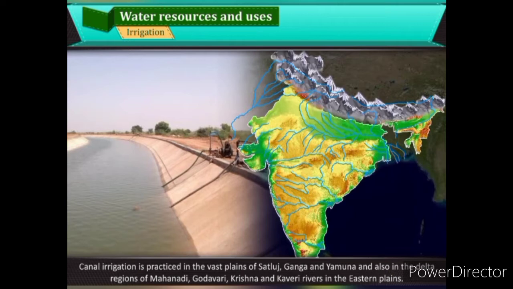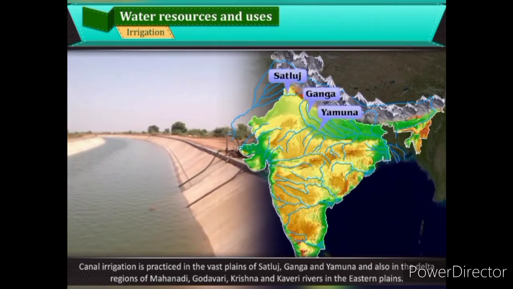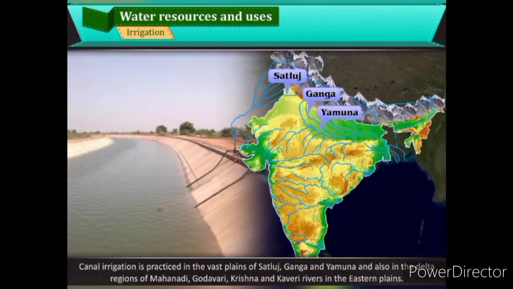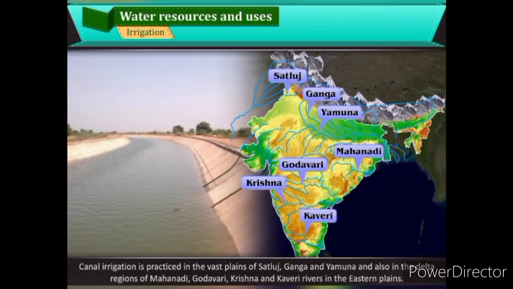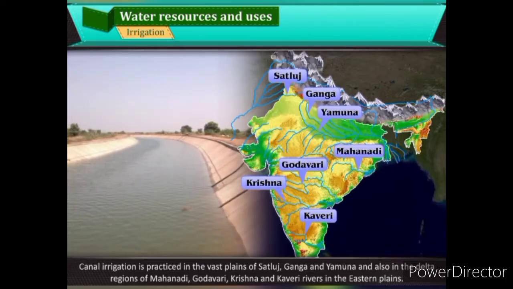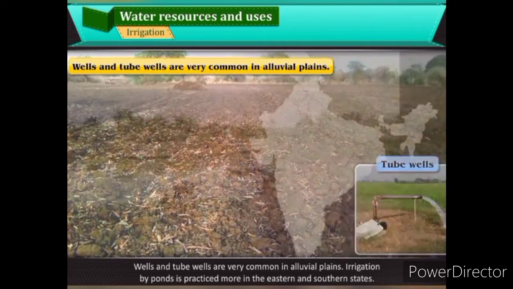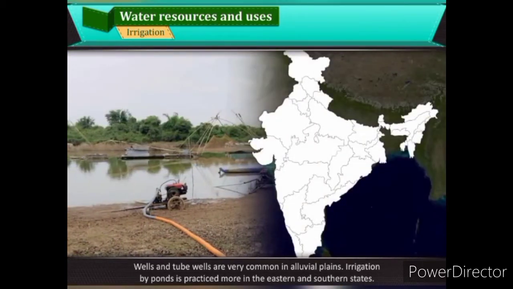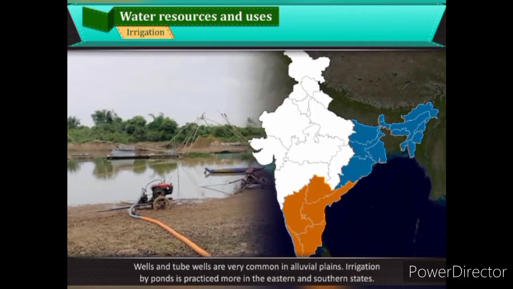Canal irrigation is practiced in the vast plains of Sutlej, Ganga and Yamuna, and also in the delta regions of Mahanadi, Godavari, Krishna and Kaveri rivers in the eastern plains. Wells and tube wells are very common in alluvial plains. Irrigation by ponds is practiced more in the eastern and southern states.